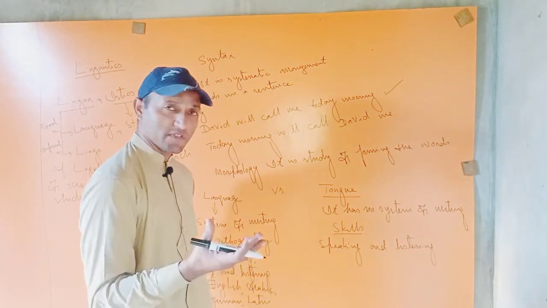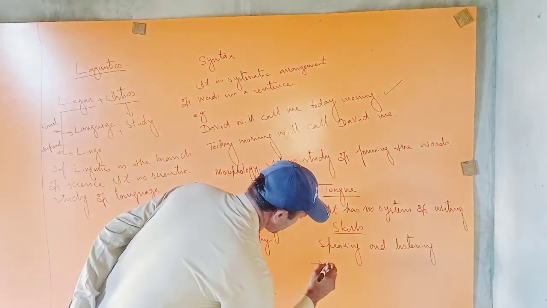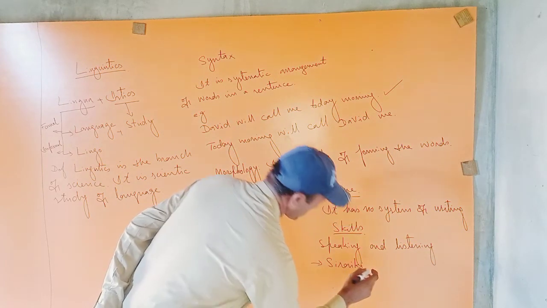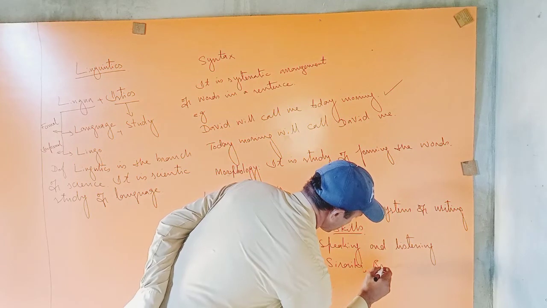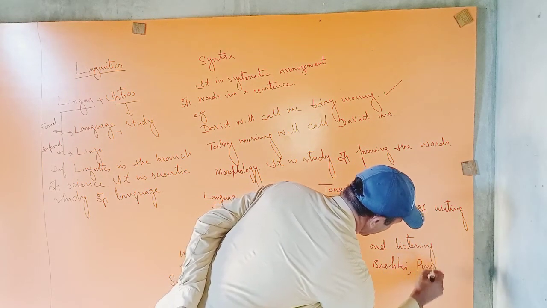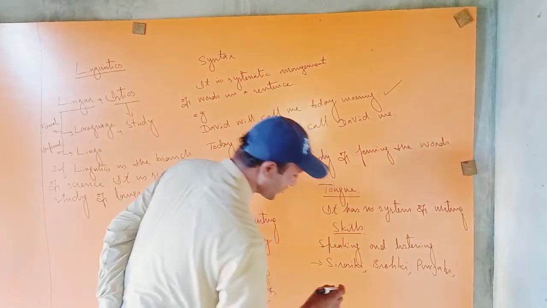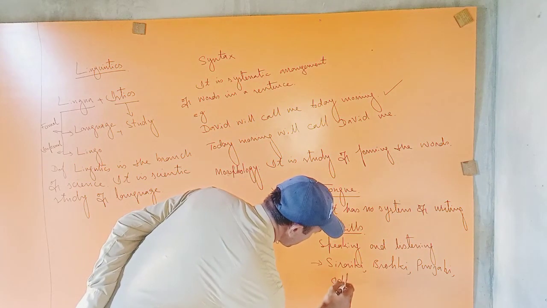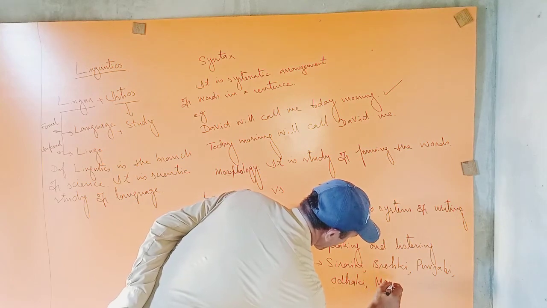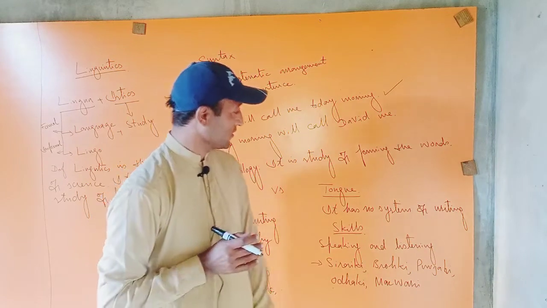What are the examples of tongues in our country, Pakistan? We have Saraiki, Rohiki, Punjabi, Urdu, Marwari. So these are examples of tongues.